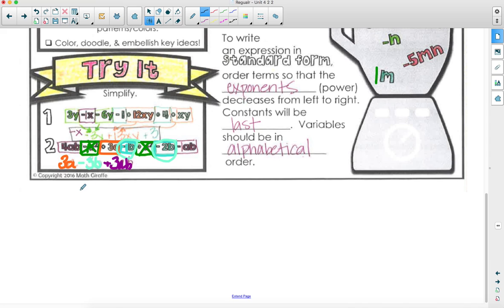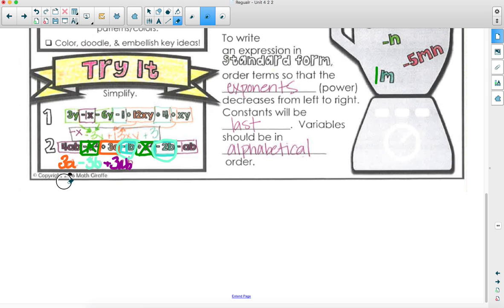You can't combine them anymore. I know it looks like you should be able to because this has an a and this has an a, but they're different because this only has an a. This one has an a and a b. Okay, so you cannot combine those. They're separate things.